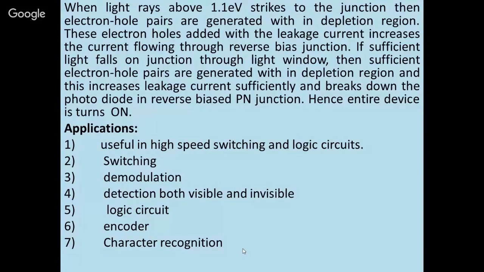Then it can also be used in logic circuits, and in an encoder. It can also be used in character recognition. Character recognition comes under what we call a data acquisition system. There, character recognition uses these devices for its applications.